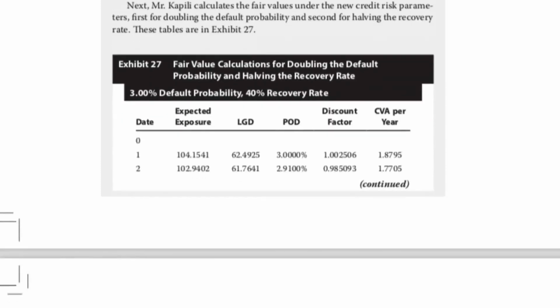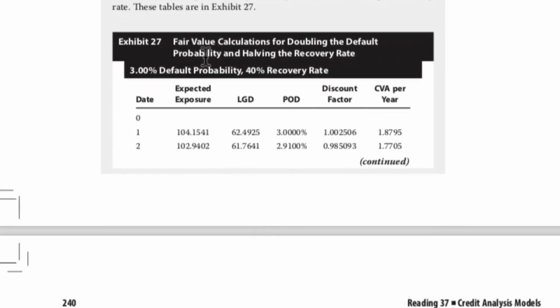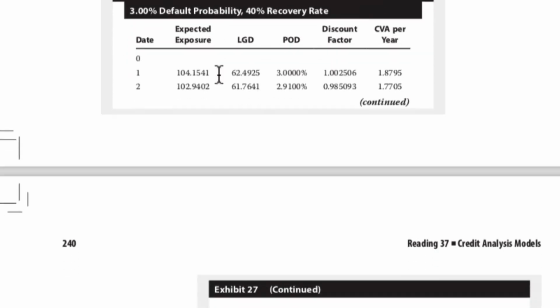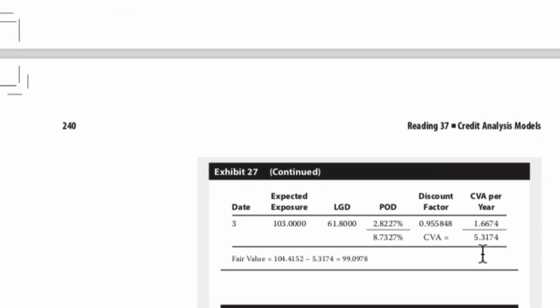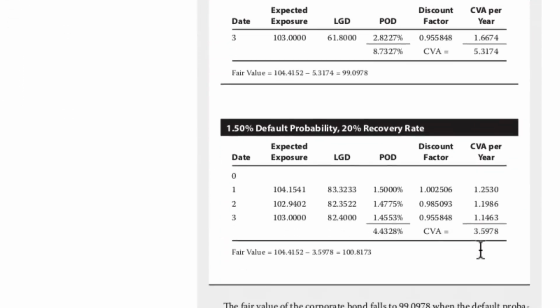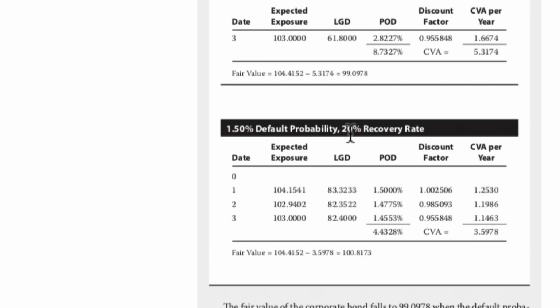Let's look at the two charts we have down here. This first one, Exhibit 27, we're going to go to 3% default probability. Let's just look at the CVA that we get there, 5.3174. And the second chart over here is leaving default at 1.5%, but moving the recovery rate to 20% from 40%. Look at the CVA, 3.5978. So we can see that the CVA, the credit valuation adjustment that we're going to subtract, is the largest when we double the default probability.